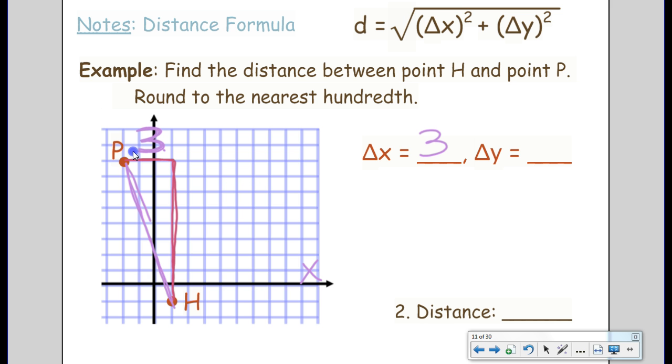Renard, what did you get for delta y? 9. Jose, give me an equation. Equals what? X squared, yeah, okay.